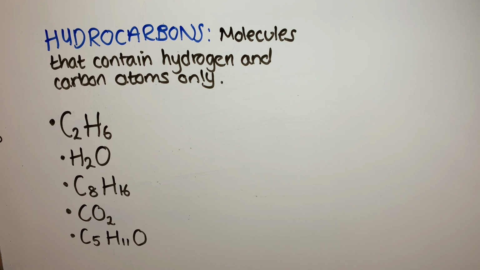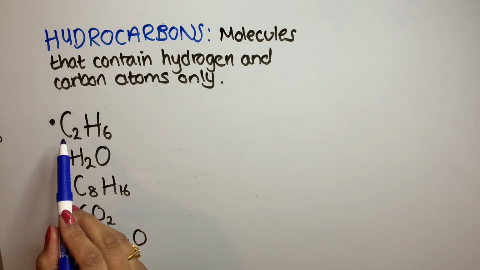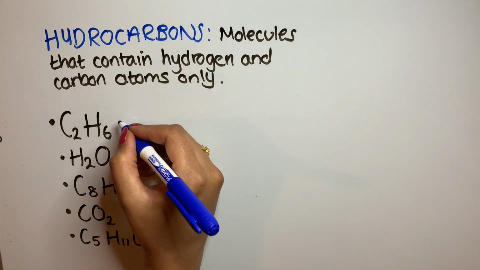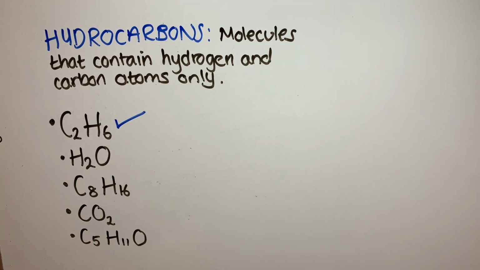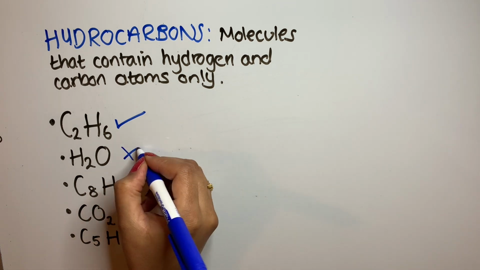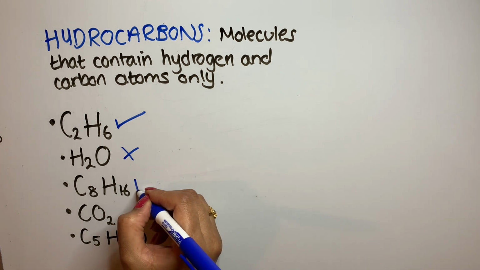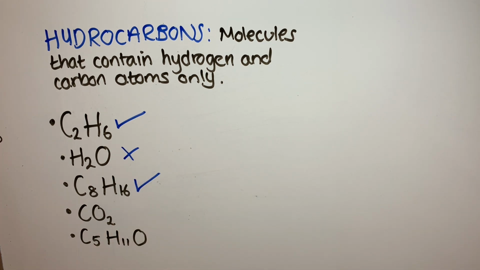So now if we go through these, look at the first one. We have 2 carbon atoms joined to 6 hydrogen atoms. So that only has carbon and hydrogen. That is a hydrocarbon. If we look at the second molecule, we have hydrogens joined to oxygens. So that is not a hydrocarbon. If we look at our third molecule, we have 8 carbon atoms and 16 hydrogen atoms. So only carbon and hydrogen atoms, that would be a hydrocarbon.